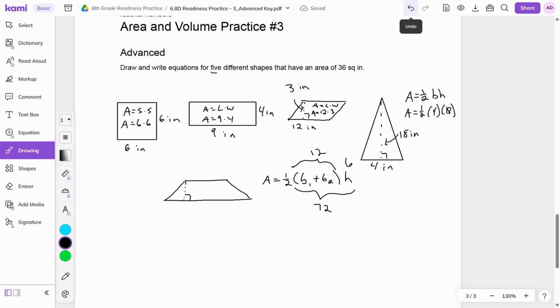So let's make my base sub 1, I don't know, let's make it 5 inches. Let's make this 7 inches. Let's make my height 6 inches. I might not have drawn it to scale, but the numbers work because then what I would do is I would say my area equals 1/2. I've got 5 plus 7, that makes 12. Multiply that by 6, and I get 12 times 6 is 72. I take half of that, I get down to my 36. Now, definitely, answers may vary on this one.